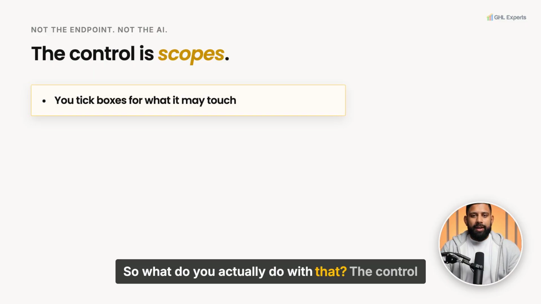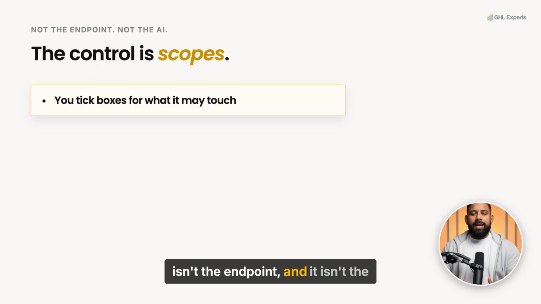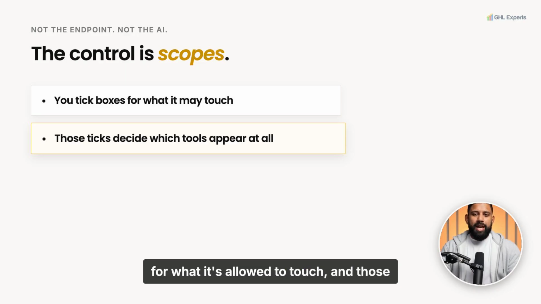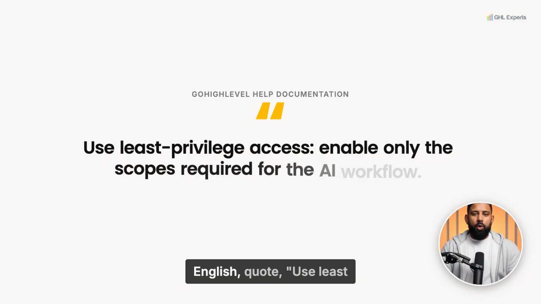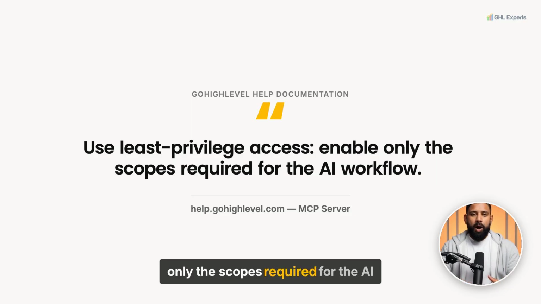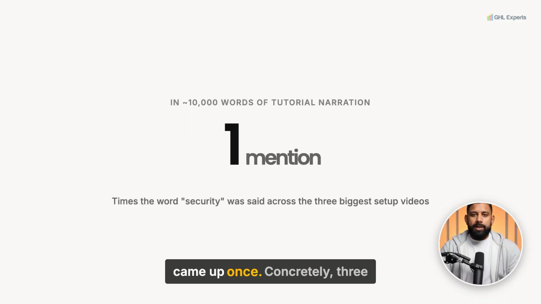So what do you actually do with that? The control isn't the endpoint, and it isn't the AI. It's scopes. When you create that token, you tick boxes for what it's allowed to touch, and those ticks decide which tools show up at all. The help doc says it in plain English, quote, "use least privilege access. Enable only the scopes required for the AI workflow." That sentence is sitting right there in the documentation, and across roughly 10,000 words of tutorial narration I went through, the word security came up once.